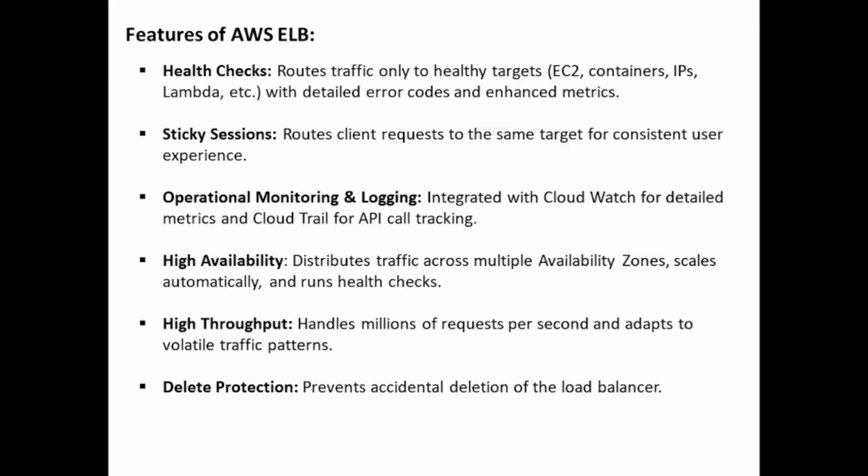High availability. ELB is designed to be highly available, distributing traffic across multiple availability zones. This ensures that even if one zone goes down, traffic is automatically rerouted to healthy instances in other zones, reducing downtime. High throughput. ELB can handle millions of requests per second, ensuring that your application performs well under heavy traffic. It's built for scalability, allowing you to handle traffic spikes without performance degradation.